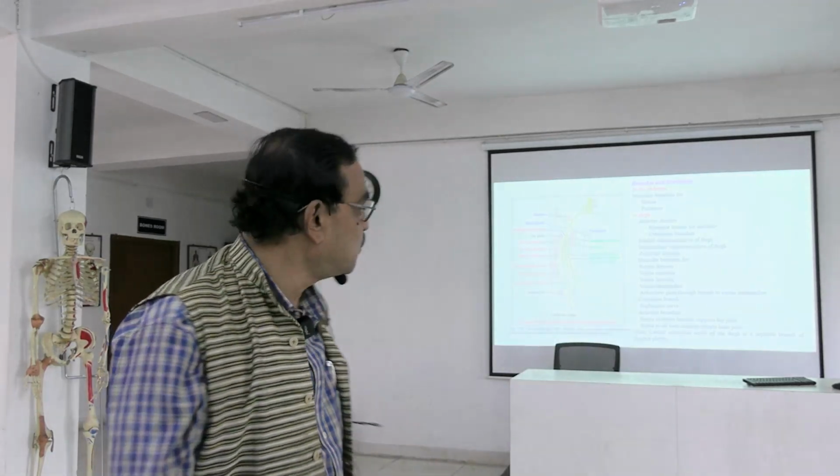And it has an anterior and a posterior division. The anterior division is in front of the adductor brevis. The posterior division is behind the adductor brevis muscle. So that is the obturator nerve.